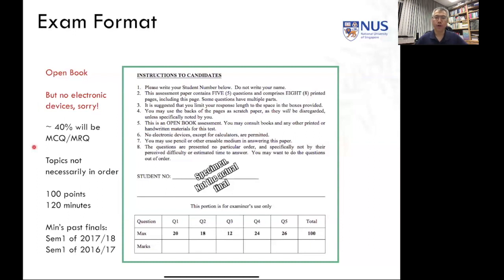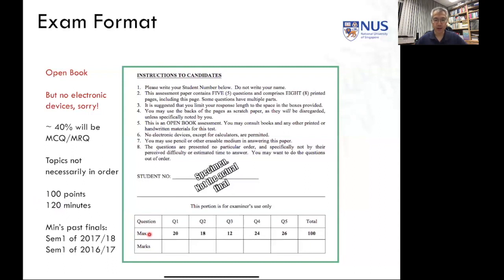Now, approximately 30 to 40% of the exam will be in the format of the midterm, which is going to be MCQ and MRQ. The topics will not necessarily be in order, but we're going to try to keep to the idea that there will be about 100 points for the exam, meaning 120 minutes in total. So roughly, you should think about 1 point per minute. So if you see an exam question that's worth 10 points, try your best to spend no longer than 10 minutes on it. You can see this by looking at the question paper's cover page.